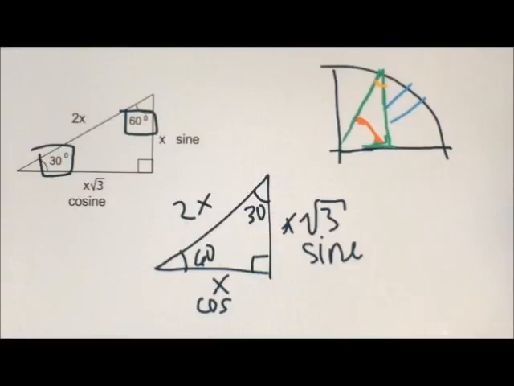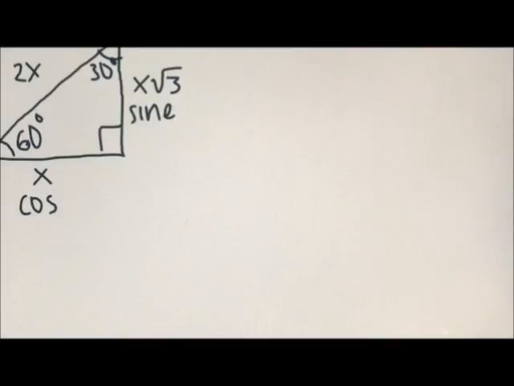Even though the triangle flips around, x times the square root of 3 will always remain on the leg between 30 degrees and 90 degrees, which is right here. And the x will always remain on the leg that is between the 60 degrees and 90 degrees. They will always stay between these degrees, but the only thing that changes is the sine and cosine, which flip around.